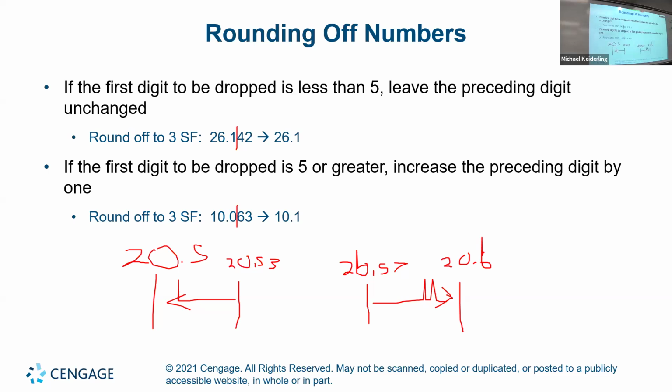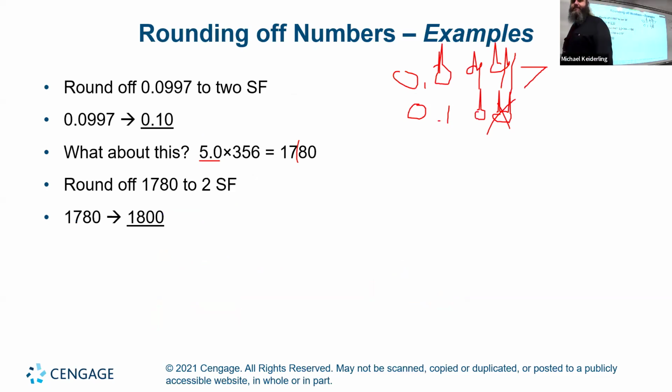Any number is going to be between 2 numbers with the right number of significant figures. You choose the one that it's closer to, and the rule for that is if the first digit to be dropped is less than 5, it's going to be closer to the lower one, so you leave it alone. If the first digit to be dropped is 5 or greater, it's going to be closer to the higher one, so you raise it up. That is all. Any questions about that? Okay.